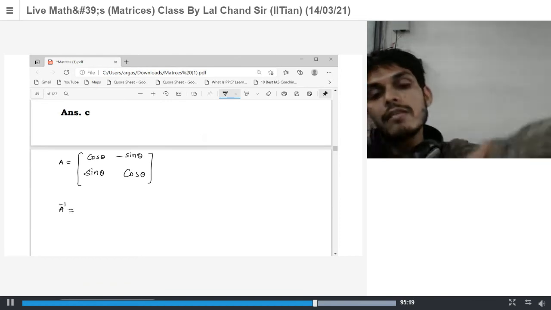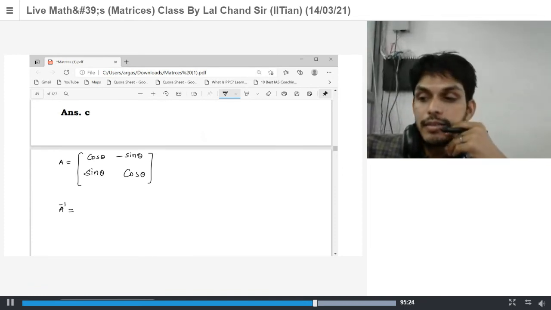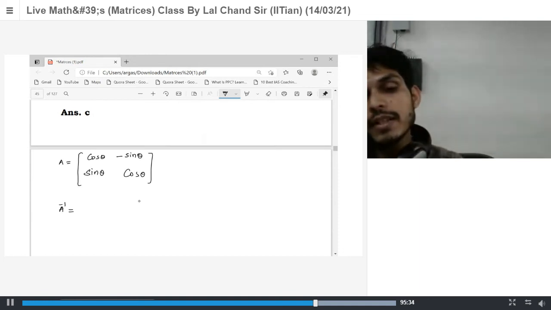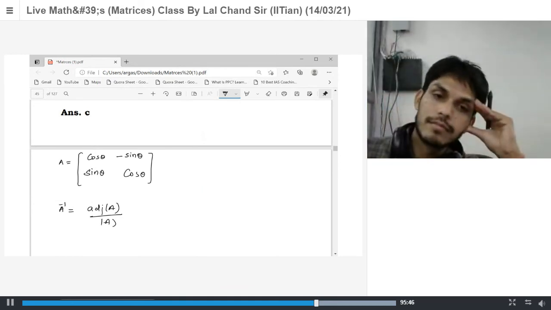So how do you define the inverse of a 2 cross 2 matrix? A inverse is basically adjoint of A divided by determinant of A. And what is the adjoint of A? Transpose of the cofactor matrix of A.